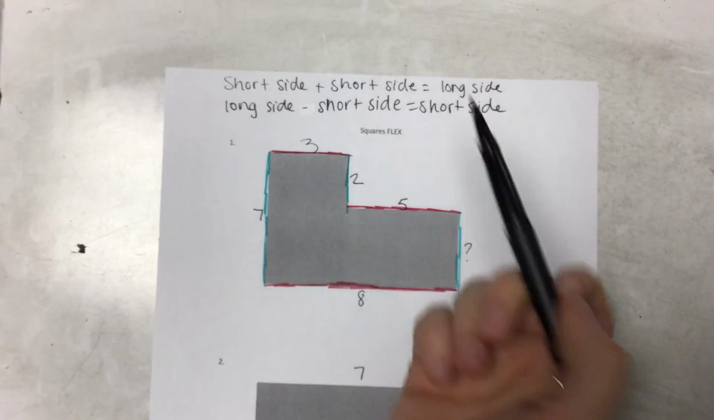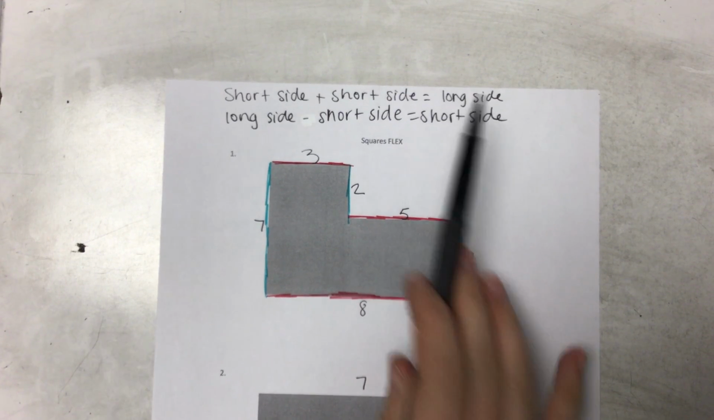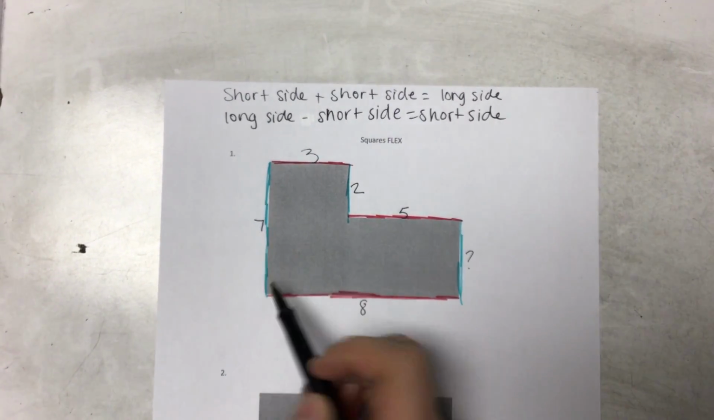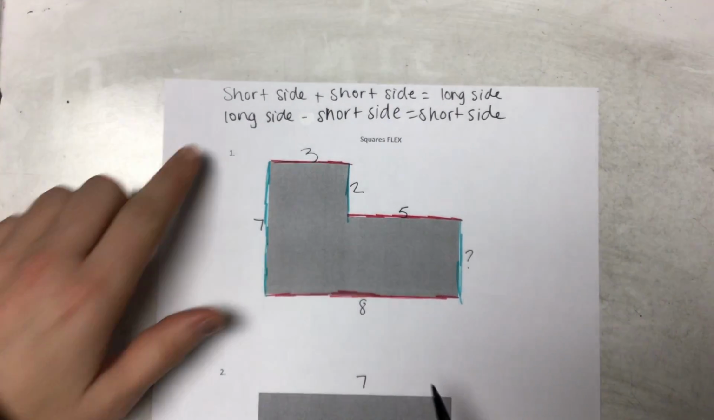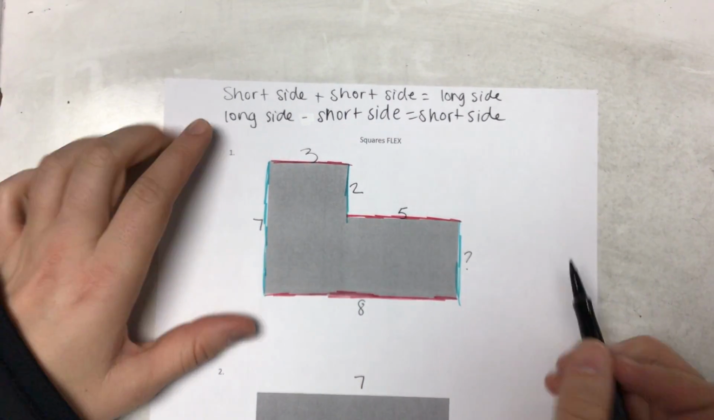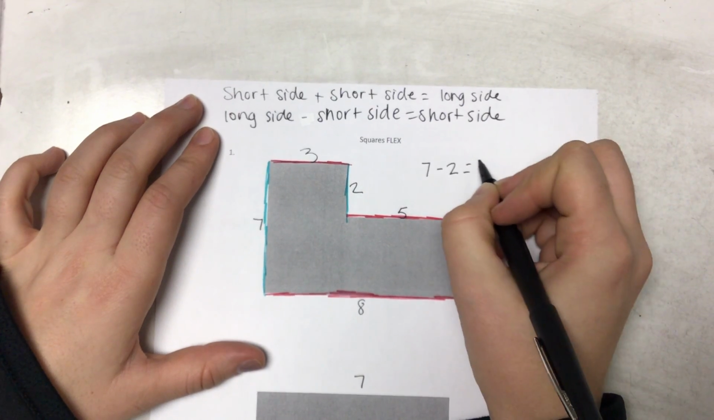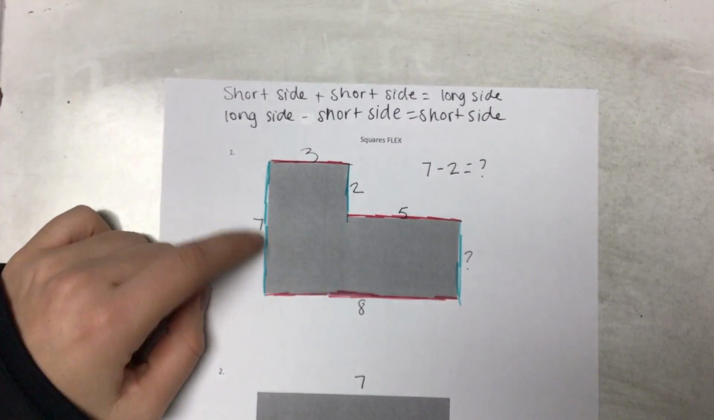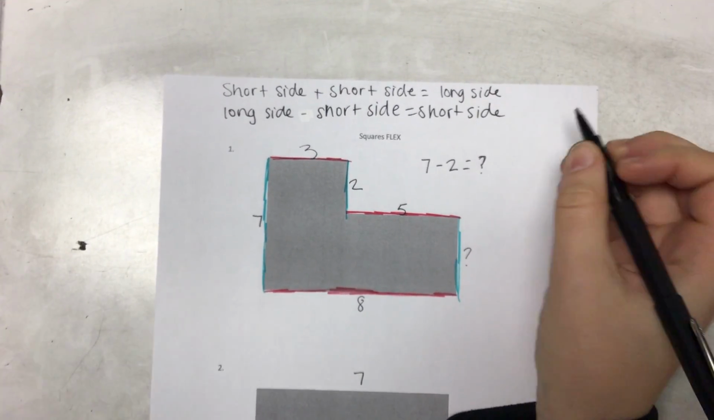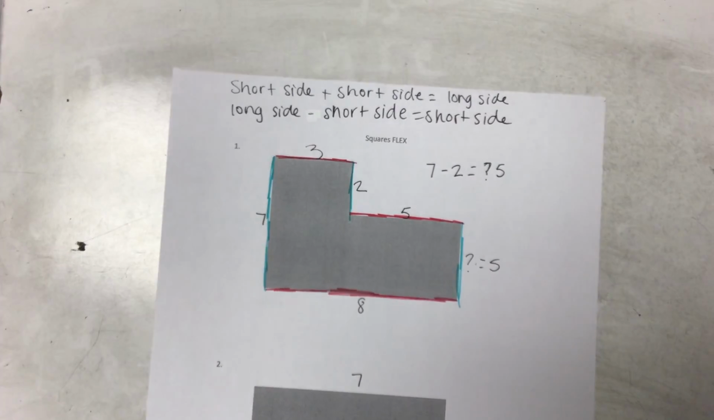So I'm going to look, okay, is it a short side plus a short side that I need to do to find my long side? So if I look here, am I missing my long side or my short side? Well, I have my long side, so I'm missing one of my short sides. So I'm going to go ahead and do long side minus short side equals short side. So I have 7 minus 2 equals what? Okay, so here's my long side minus my short side equals my missing side. So 7 minus 2 equals 5. So my missing side is 5.